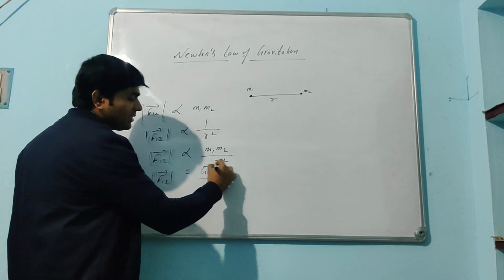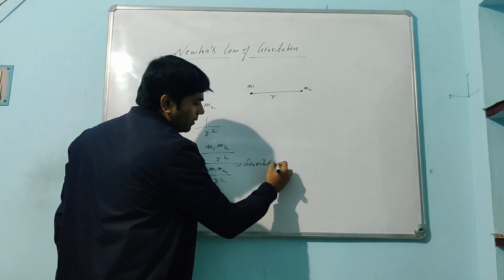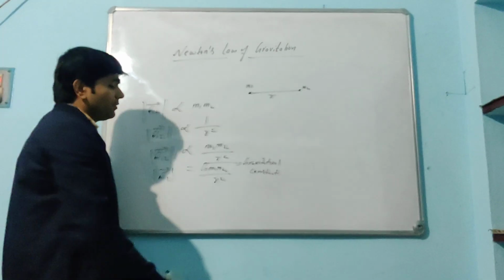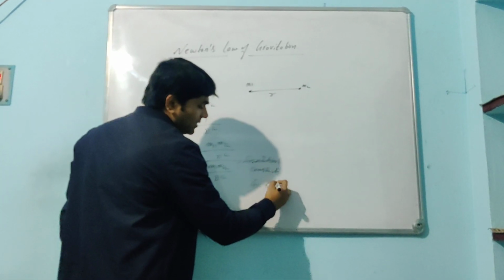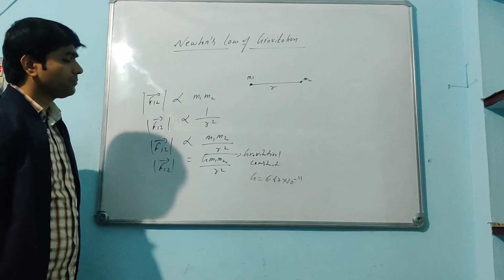So what is this G? G is your gravitational constant, right? And what is the value of it? The value of G is 6.67 into 10 to the power minus 11.